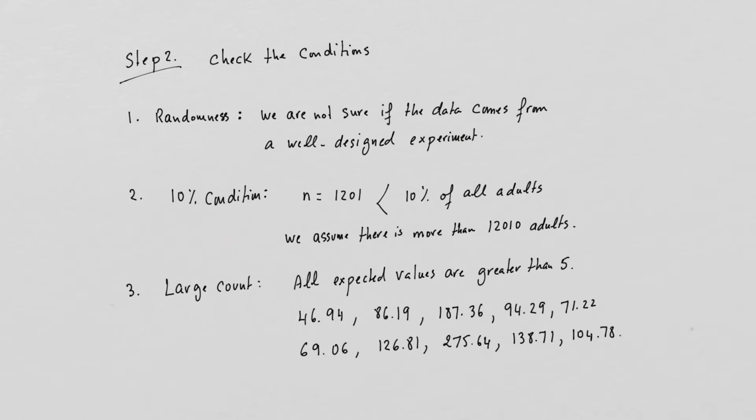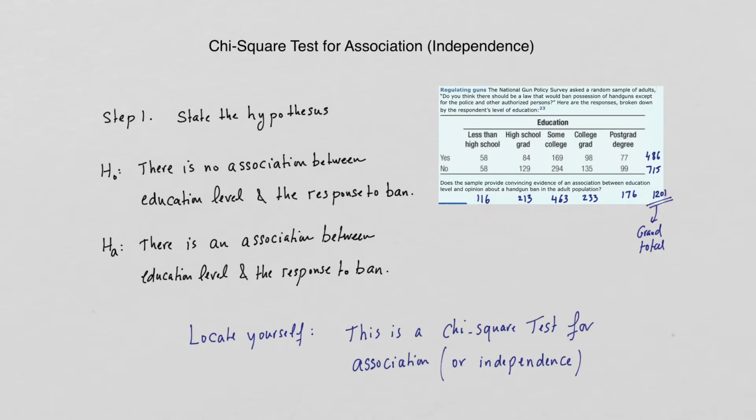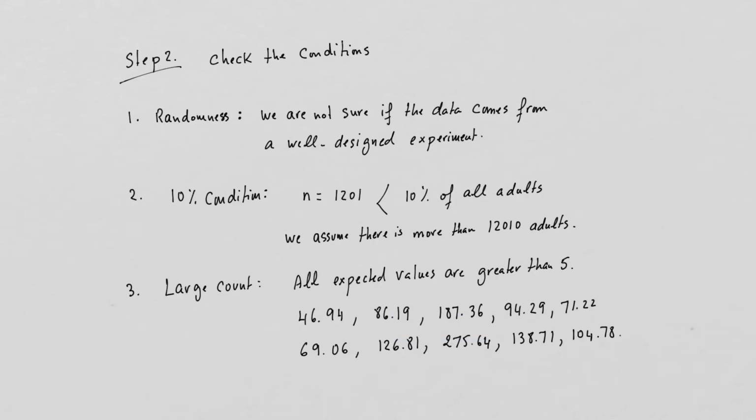The 10% condition is another condition that basically says you want the population size to be at least 10 times the sample size. Now, they told us that the sample size is 1201. That's the grand total, right? Whether you add these numbers or these numbers, you get 1201. So I am assuming that there are more than 12,010 adults in the community from which they surveyed the people. So I'm making that assumption.